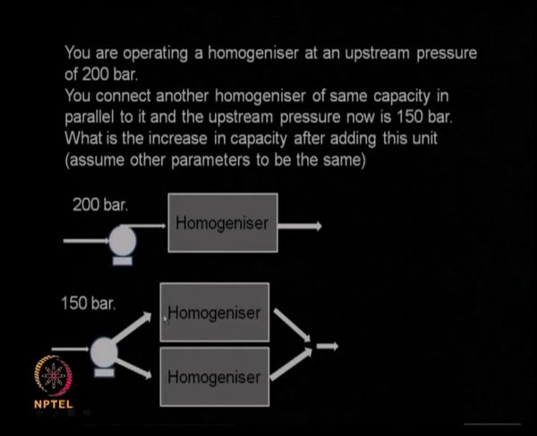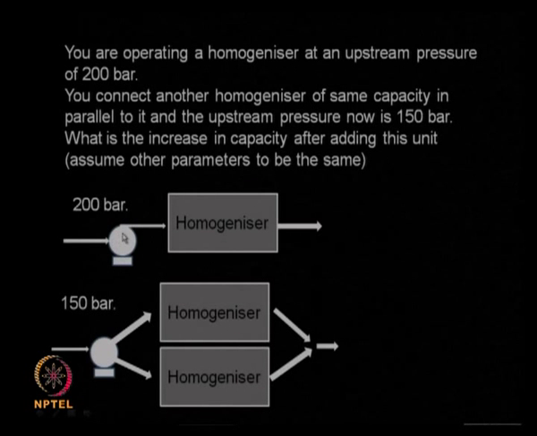Now imagine that you are putting another homogenizer of the same capacity in parallel to the one that already exists. Because you have put in that extra homogenizer, the pressure goes down, so it becomes 150 bar. Now what will be the increased capacity after adding this homogenizer in parallel?